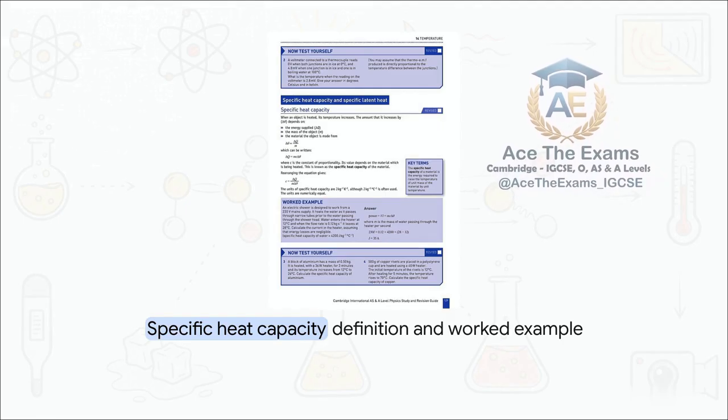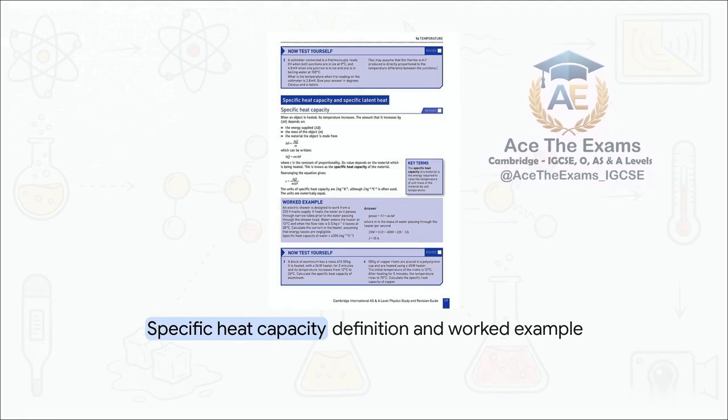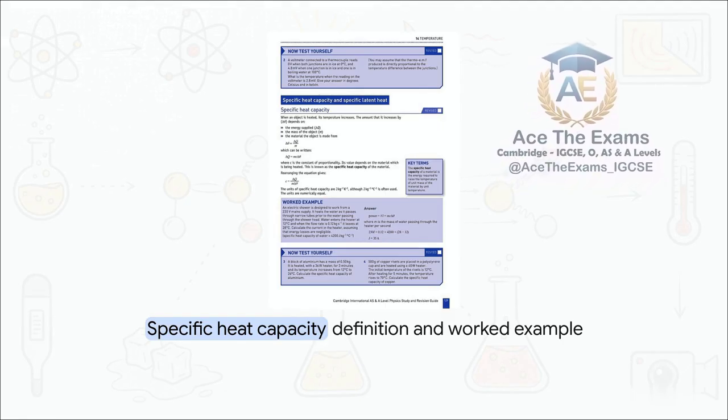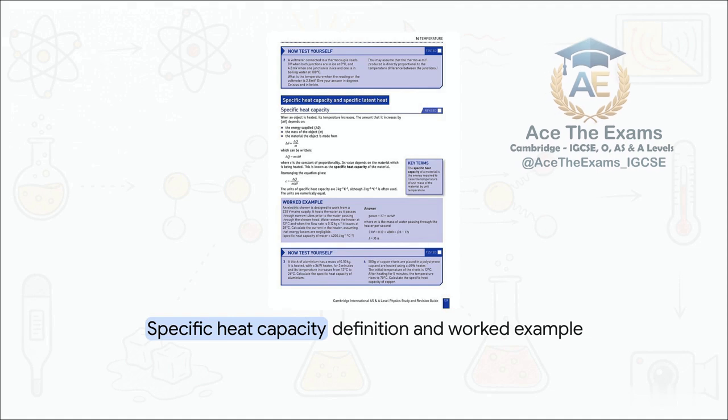And remember, because the size of 1 degree Celsius is geometrically identical to the size of 1 Kelvin, saying joules per kilogram per degree Celsius is numerically exactly the same thing.